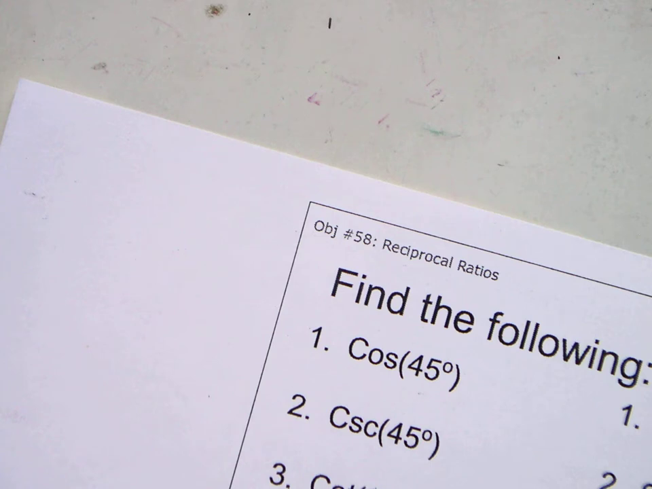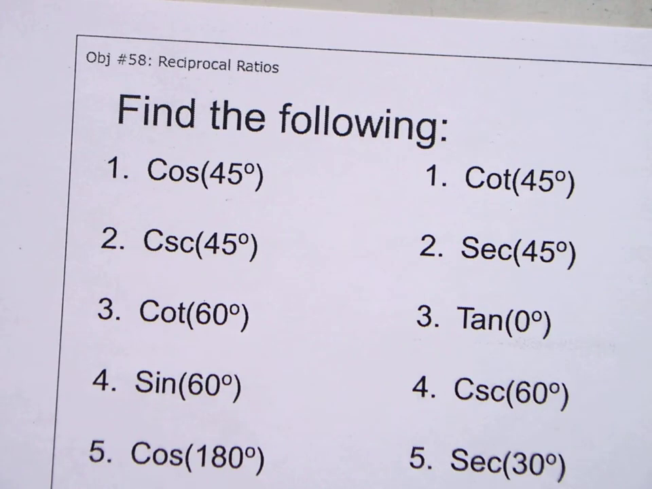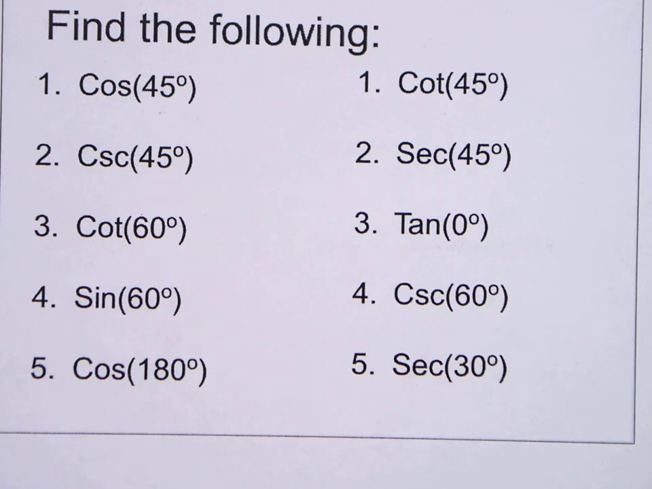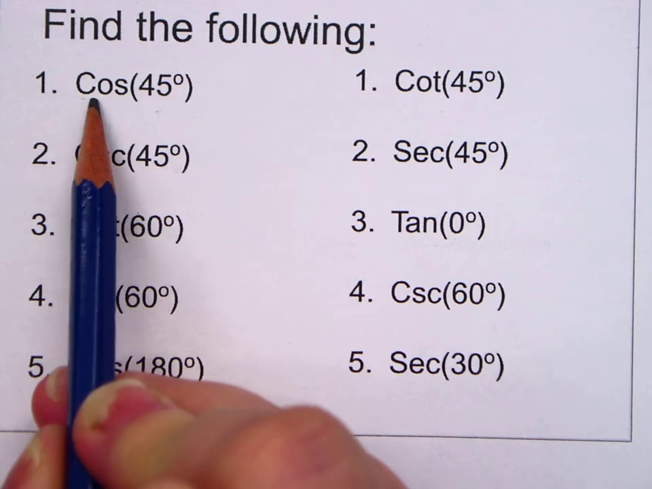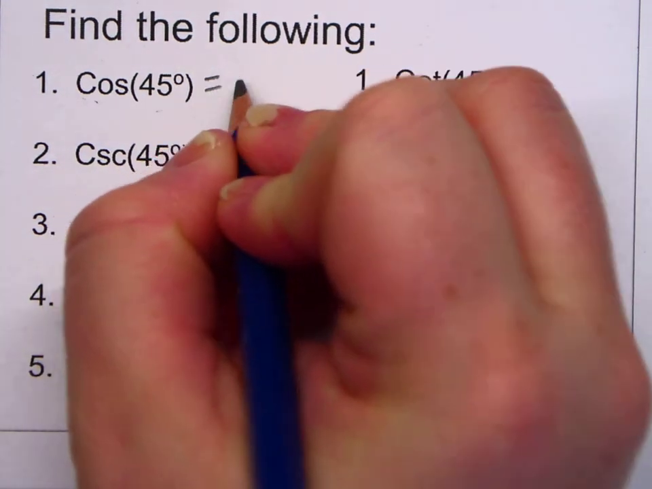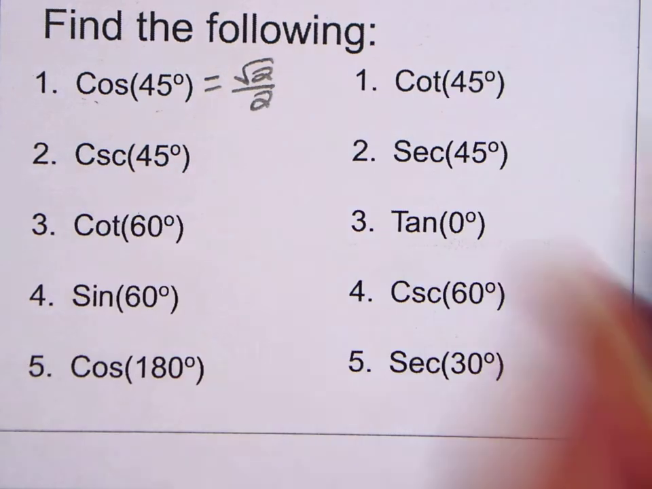Now these are a little tricky. I probably won't ask you to do too many of these, but I would like to go over them. All right, let's go over the ones we theoretically know. Which ones do you theoretically know? All right, number 1, cosine of 45. What is that? Radical 2 over 2.